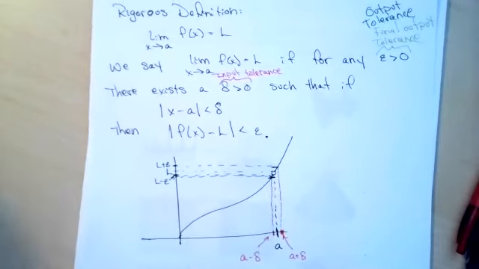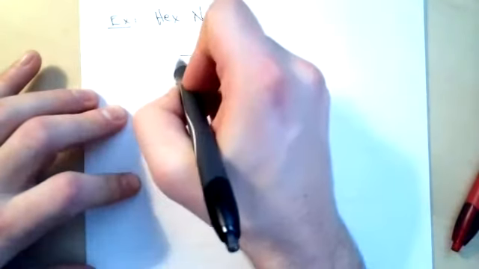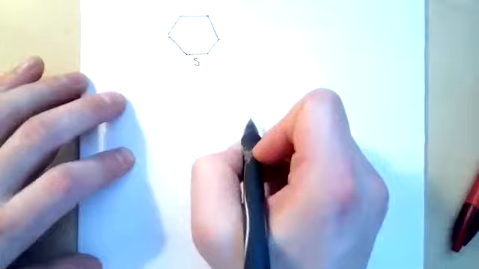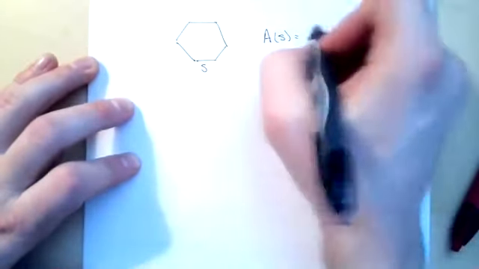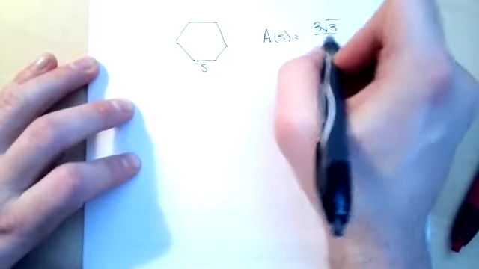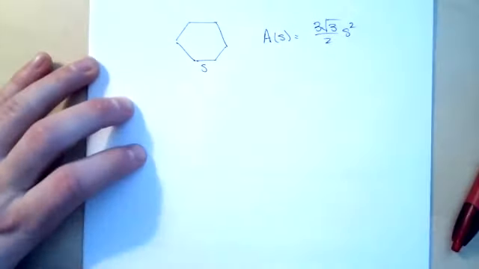So real quick, sorry if anyone's writing still, let's do one example. Let's say we're building hex nuts. And the side length of the hex nuts is S, and the area based off of that is going to be 3 root 3 over 2 S squared.